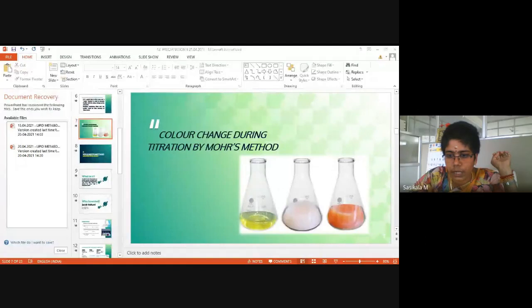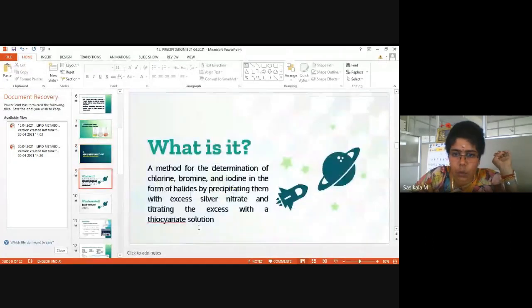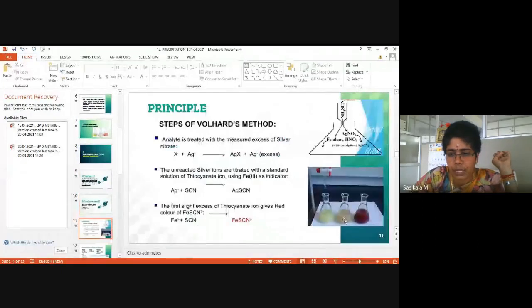And finally it gives reddish brown color. But here in Volhardt's method, in the beginning itself white precipitate forms. Why? Because we are adding a known amount, a known concentration, of excess silver nitrate to the unknown concentration of chloride in the conical flask itself, so that it gives white precipitate in the beginning. So in the first step itself we get white precipitate.